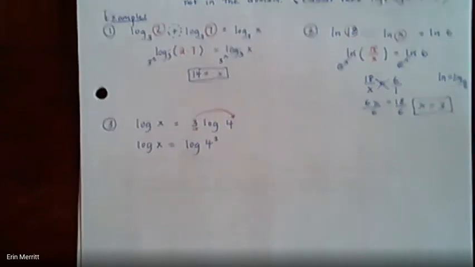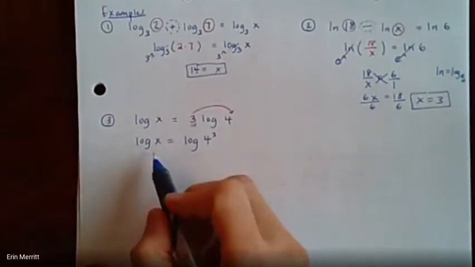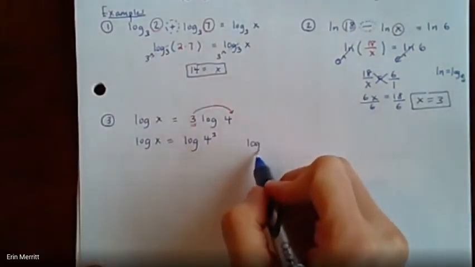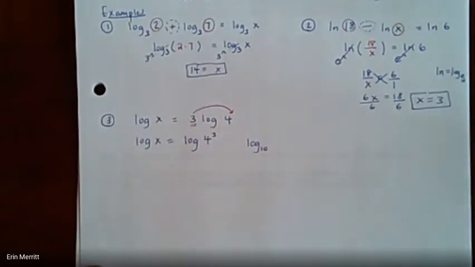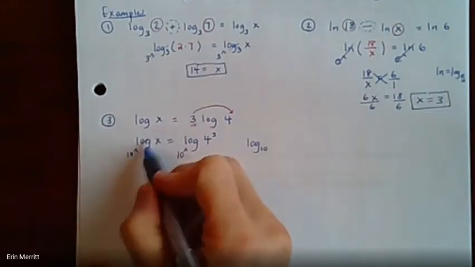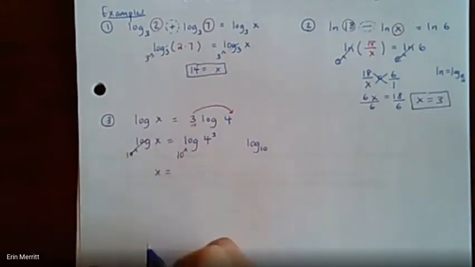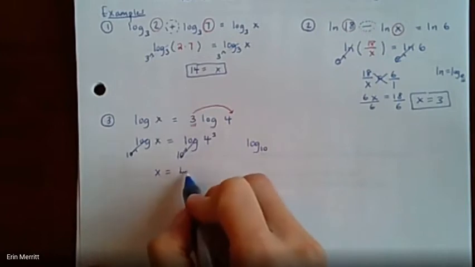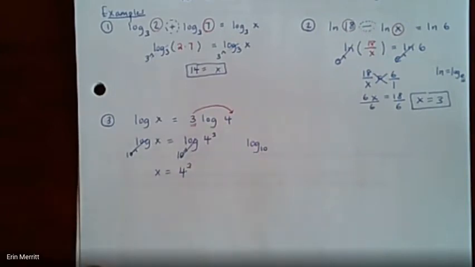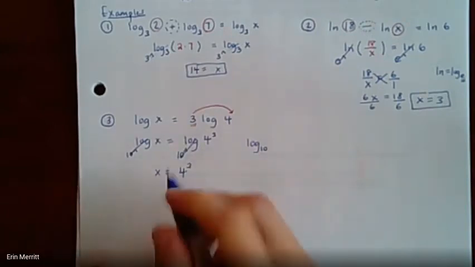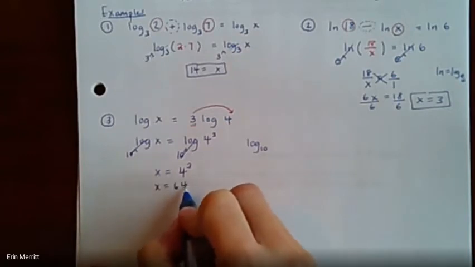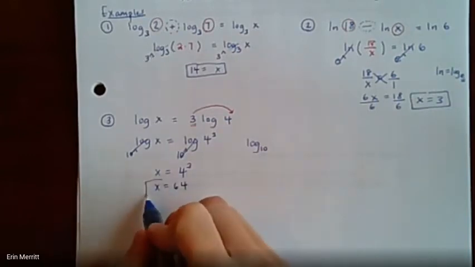From here, you've got to undo the logs. When I see log with no base, that is log base 10. That is the common log. So we're going to exponentiate using a base of 10. So it's 10 raised to the left side, 10 raised to the right side. Cancel that out, I get x. Cancel this out, I just get 4 cubed, and 4 cubed is 64. So my answer is 64 here.